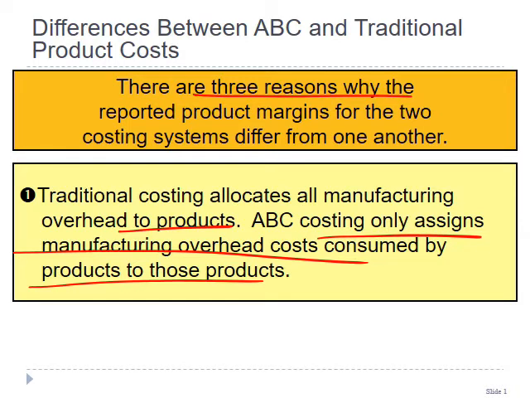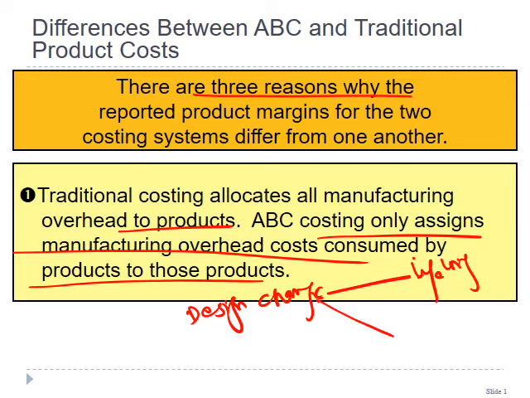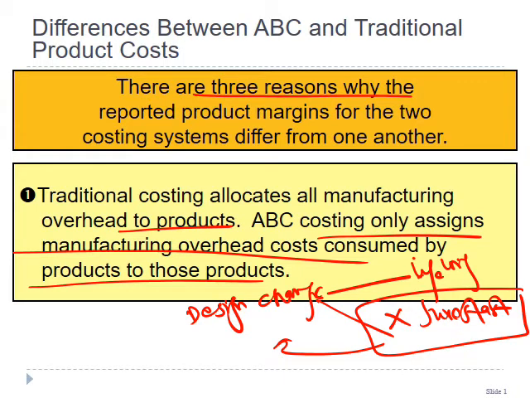For example, the design change only belongs to the Long Life, not the Short Start, because Short Start is a standard one and does not require any design change, so it should not be given any design change cost. But the traditional costing allocates the design cost to the Short Start as well, right? One reason is completed.